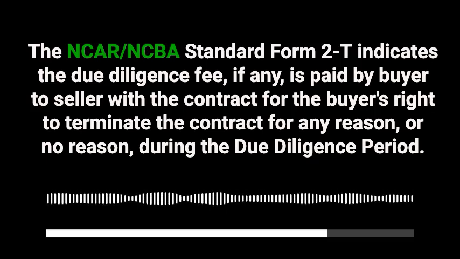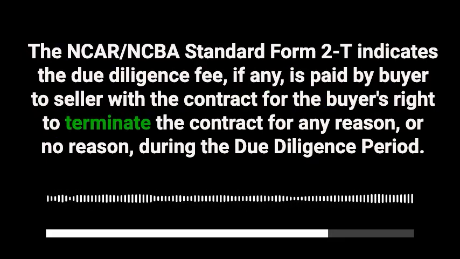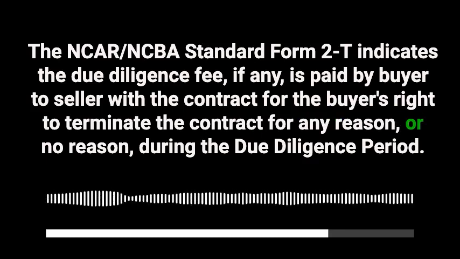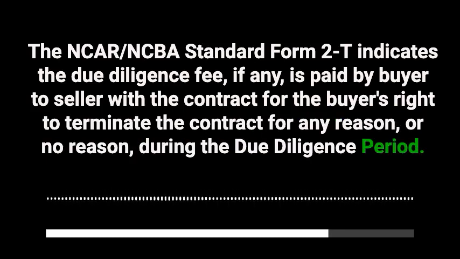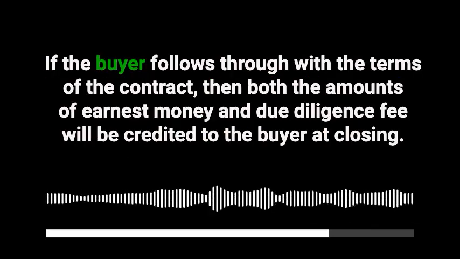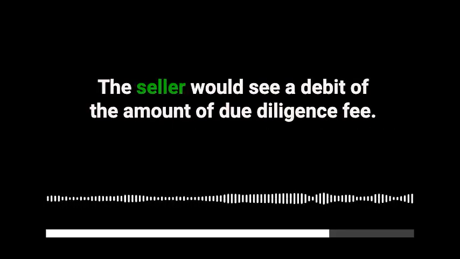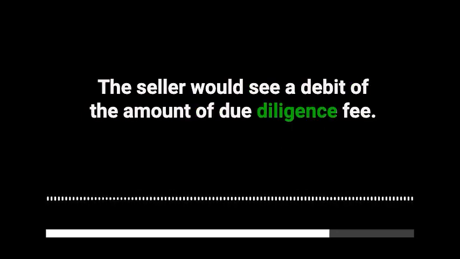The NCBA Standard Form 2T indicates the due diligence fee, if any, is paid by buyer to seller with the contract for the buyer's right to terminate the contract for any reason or no reason during the due diligence period. The due diligence fee will be paid directly to the seller. If the buyer follows through with the terms of the contract, then both the amounts of earnest money and due diligence fee will be credited to the buyer at closing. The seller would see a debit of the amount of due diligence fee.